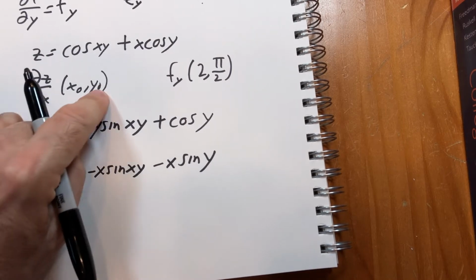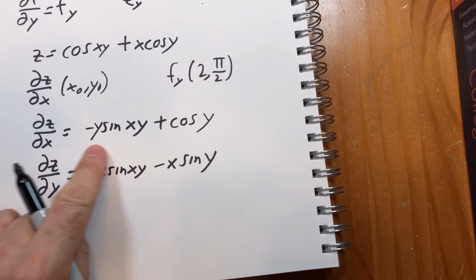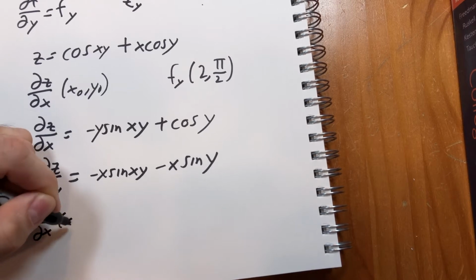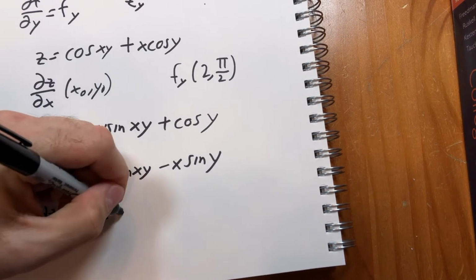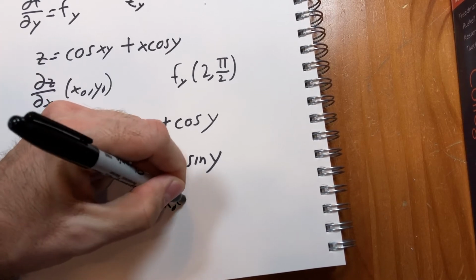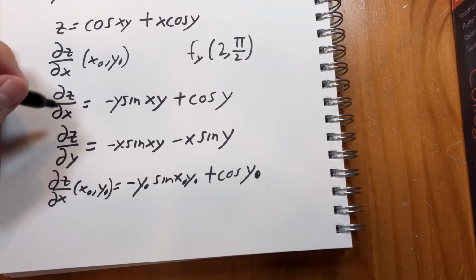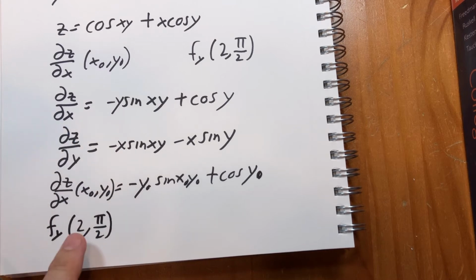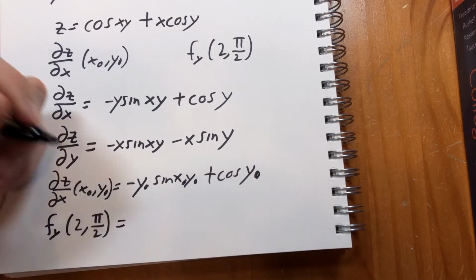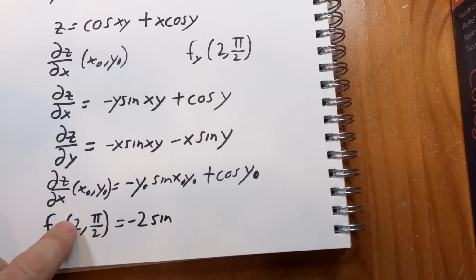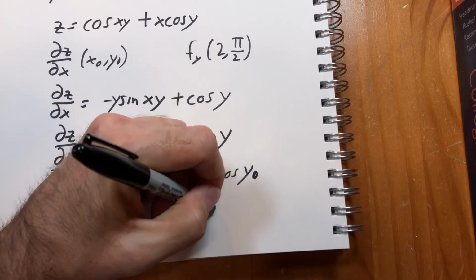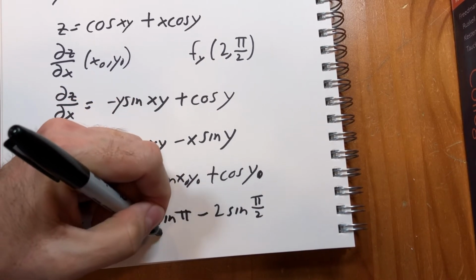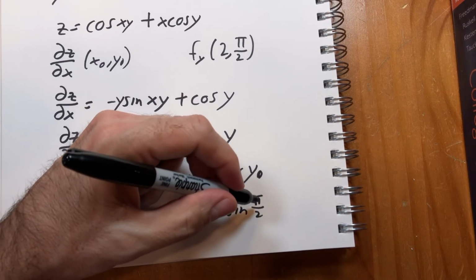So now let's plug in x0 and y0 and see what we get. That's easy here. So dz/dx at (x0, y0) equals just y0. It's sort of pointlessly easy. We're just plugging in the specific values for the derivative. And then for f_y at (2π, π/2), we plug x and y into this one. So we have minus 2, sine of 2 times pi is just pi, minus 2, sine of pi over 2. Sine of pi is 0, so that's just 0. And then sine of pi over 2 is 1, so it's minus 2.